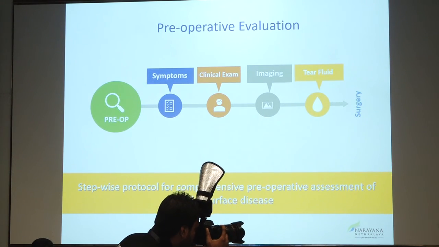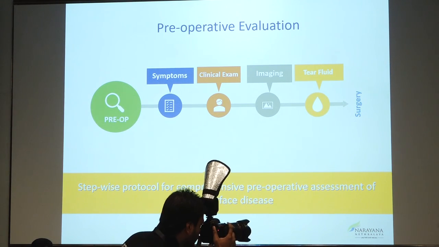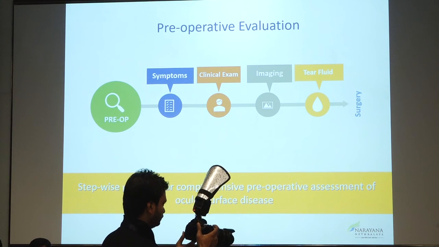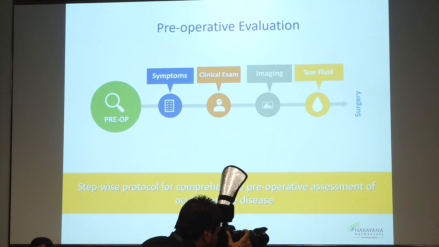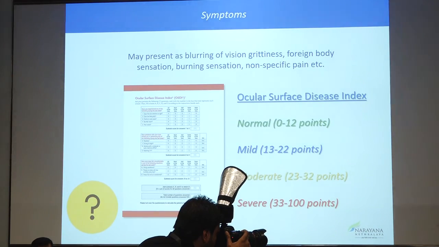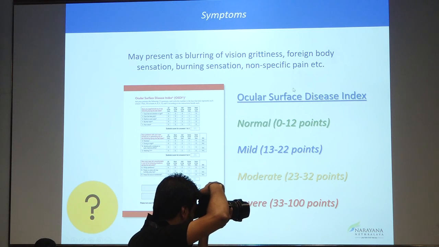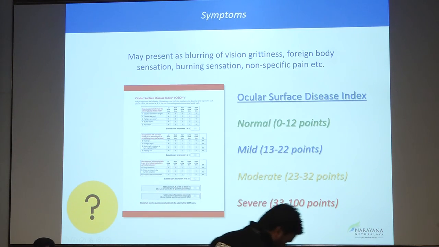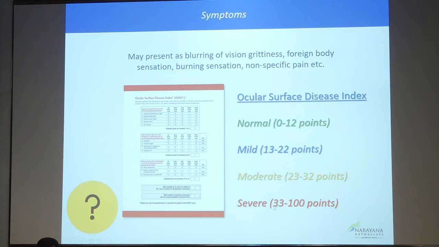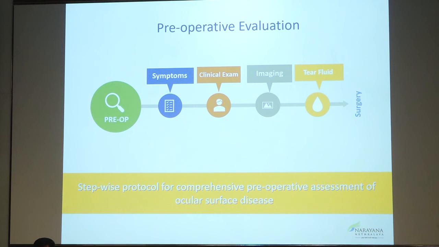So from the ocular surface point of view, we would like to approach this talk from these points: the symptoms, the clinical examination, imaging, and the tear film. Let's look at the symptoms. There are fantastic questionnaires today, like the Ocular Surface Disease Index, which I use, which gives you a scoring based on what the patient finds. And if the patient has moderate to severe status, then starting with your biometry to your outcome, everything has a very suboptimal outcome.